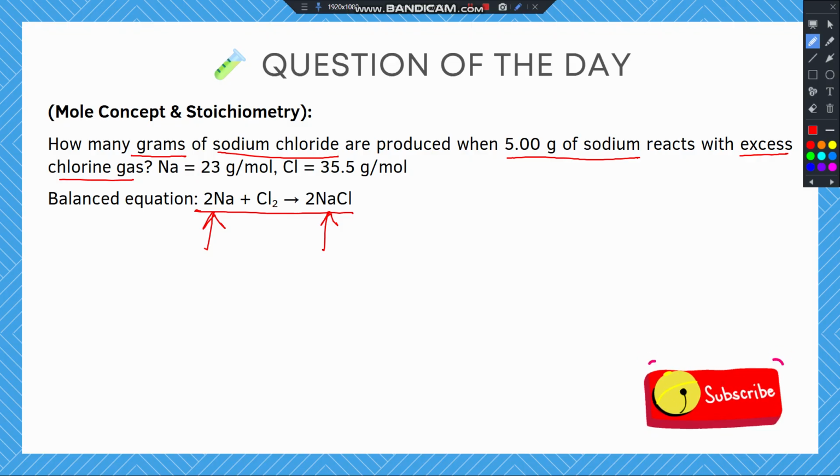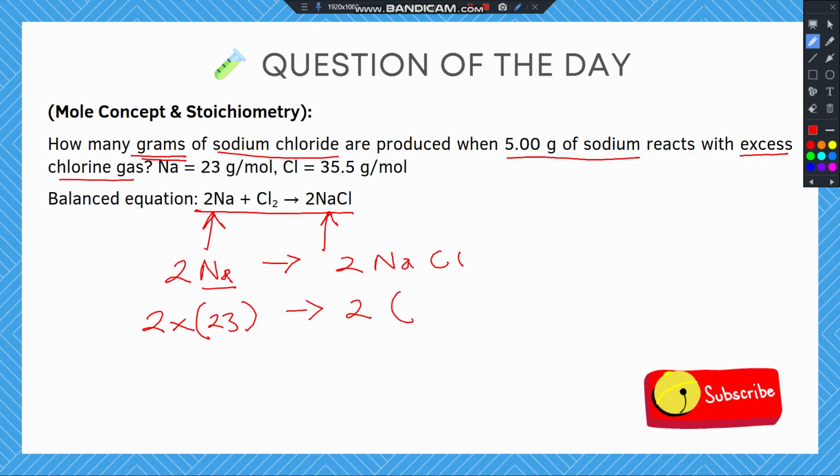From the chemical equation, you can see that 2 moles of sodium was required to produce 2 moles of sodium chloride. Let us convert these moles into grams because they asked us to find our answer in grams. We simply say 2 multiplied by the atomic mass of sodium. The atomic mass of sodium is 23, as given to us, producing 2 moles of sodium chloride, whose atomic mass is 23 plus the atomic mass of chlorine, which is 35.5. 2 multiplied by 23 gives us 46 grams.